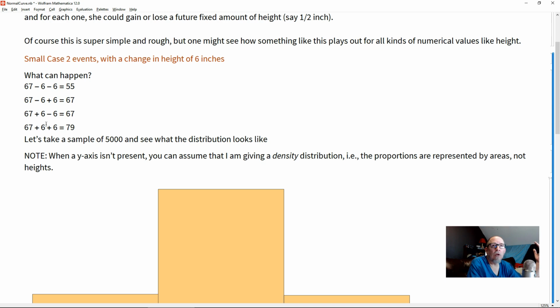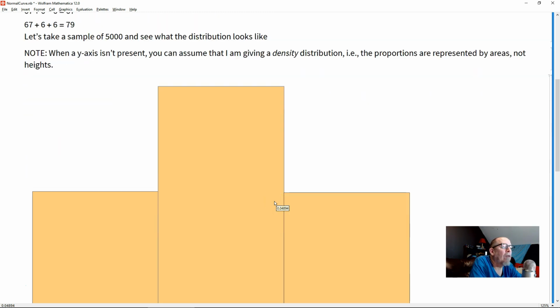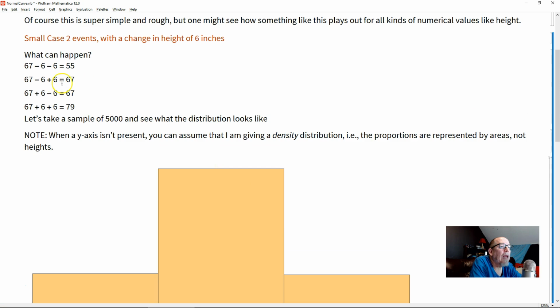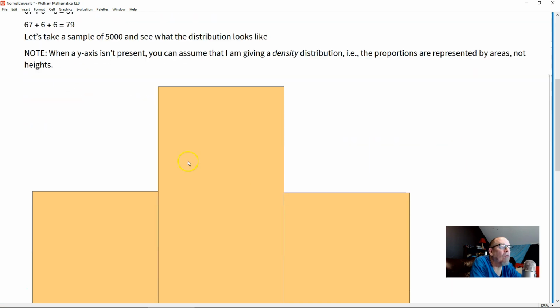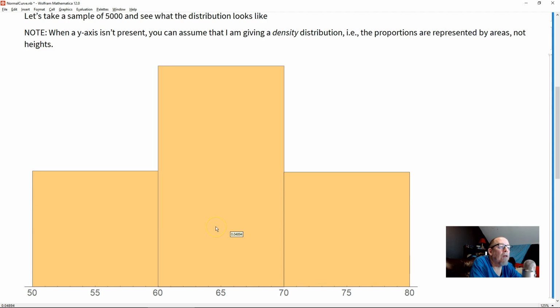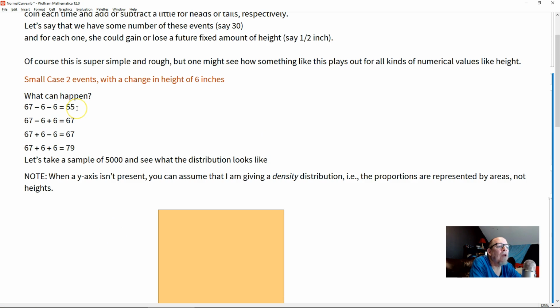So I ran a simulation. You don't have to run a simulation, but I did, using Mathematica so I can get the pictures pretty, because we're just trying to sit back and do a little learning. I ran a sample of 5,000, where in each case we start at a base value of 67, flip a fair coin twice, and however it goes, we add or subtract 6 inches. And this is what we get. Just like we found, there are 3 values that can happen, and one of them happens twice as much as the other 2. So 50% of the time we land at 67, 25% of the time we land on 55 inches, and 25% of the time we land on 79 inches.